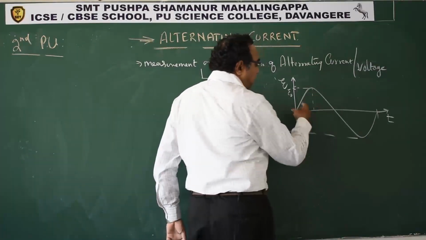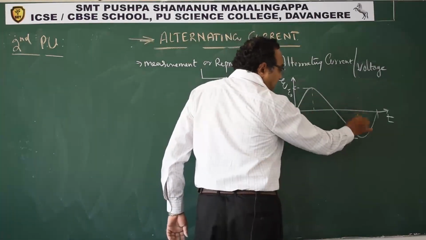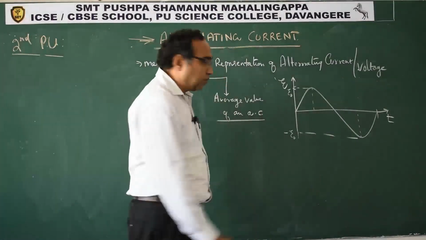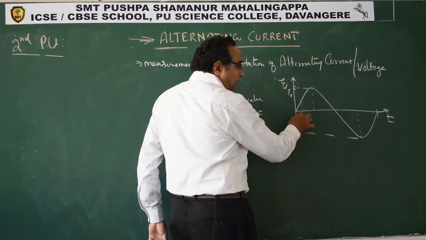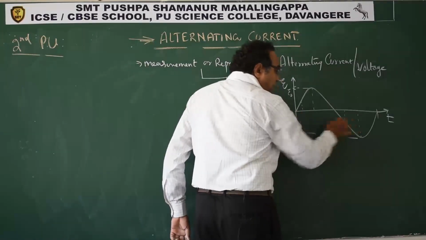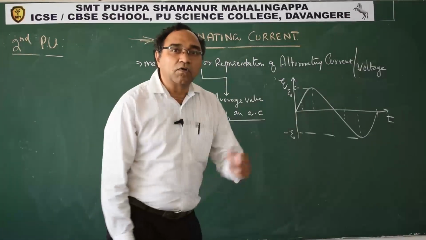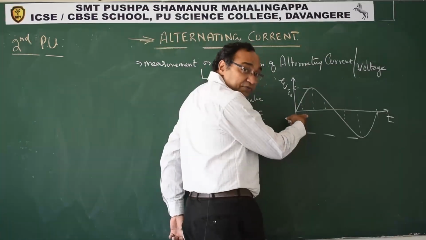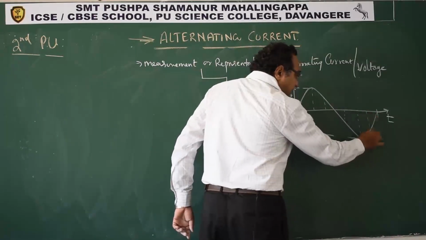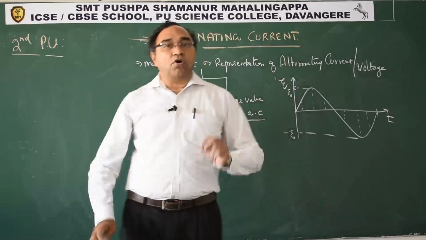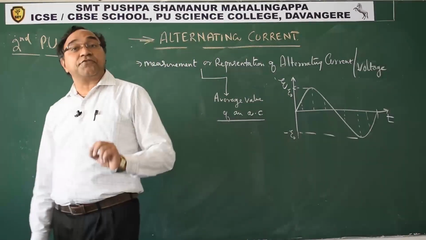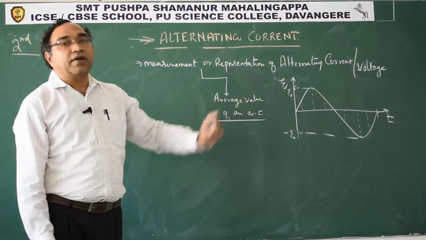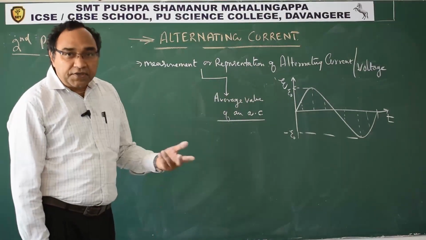Why? See, this is plus E naught and here also you have minus E naught. Sum is how much? 0. You have one positive value here. Equivalent negative value is existing here also, no? What will be the addition? 0. So every ordinate, because it is a continuous function, every positive ordinate is having corresponding negative ordinate. So average value in one complete cycle will be 0.